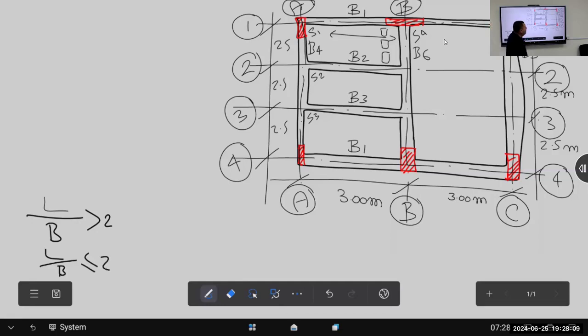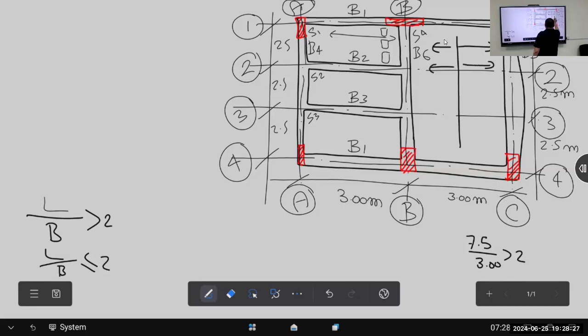Very simple. Even now, 7.5 divided by 3 is what? More than 2. So the load will transfer in one direction: a one-way slab. Correct or not? Yes.